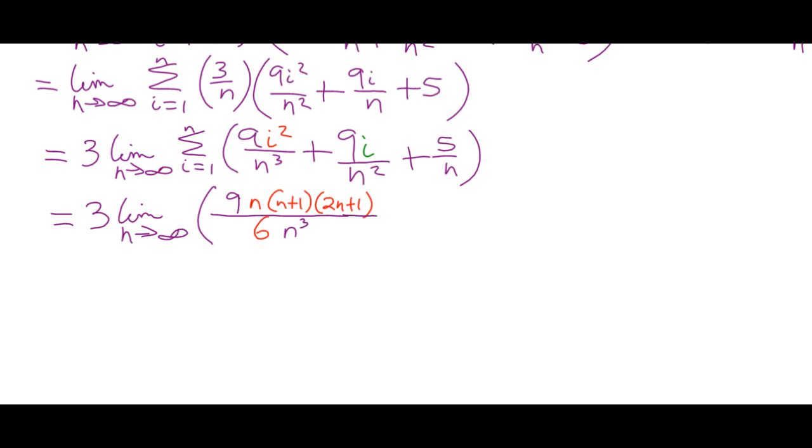So what the red is doing is replacing the i squared. i squared is being replaced by n times n plus 1 times 2n plus 1 over 6, and we still got the 9 and the n cubed. Plus 9 over 2n squared, and we'll use green for the sum of i, which is n times n plus 1. Plus 5.